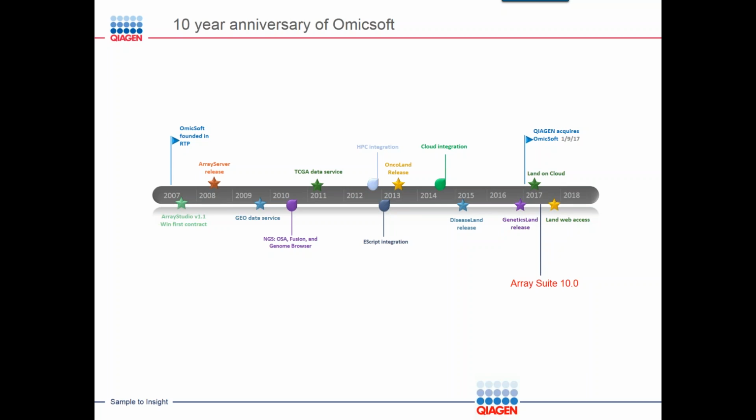Early this year actually marks another landmark for this journey: QIAGEN acquires Omicsoft. You guys probably already knew about that. We plan to have another major feature release later this year, preferably, I think, as part of the group user meeting in September. So that will be the web access for the LAN technology.